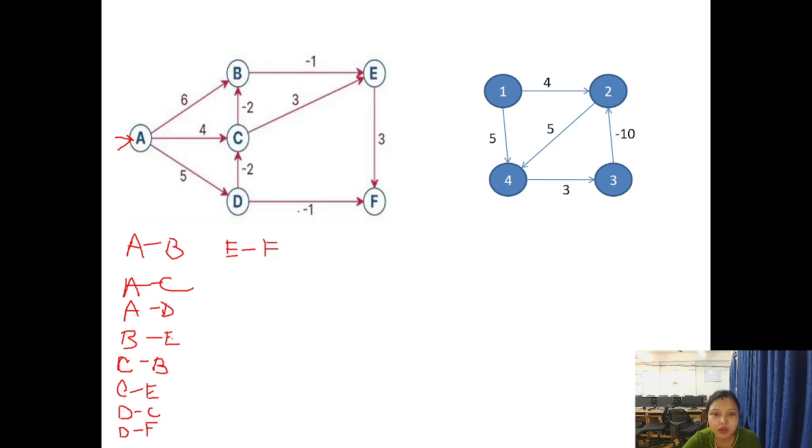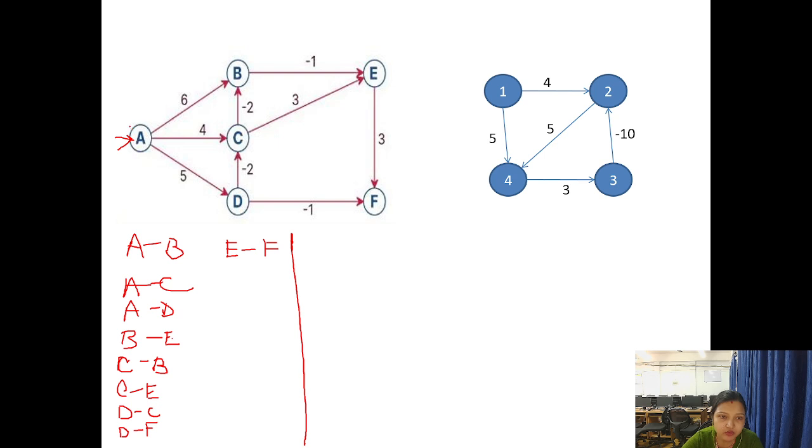And the next and the last one is F. F to any other vertices, direct path? No, there is no direct path from F to any other vertices. So okay, we have listed all the edges. We have listed all the direct edges, direct paths.